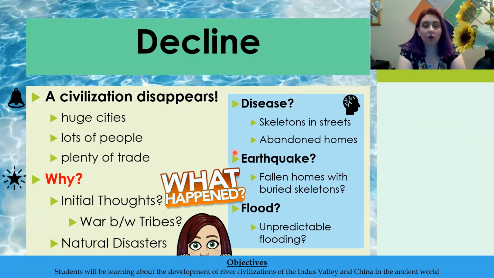Another big one is earthquake. We had fallen homes on buried skeletons, which also show that there might have been a disaster. And the last one is flooding. Remember, you have that unpredictable flooding. They don't know when a monsoon is going to hit. So it could have hit at the wrong time and destroyed the cities.